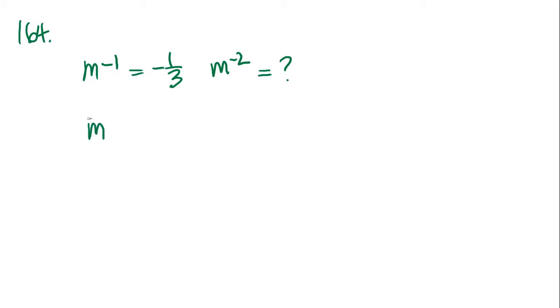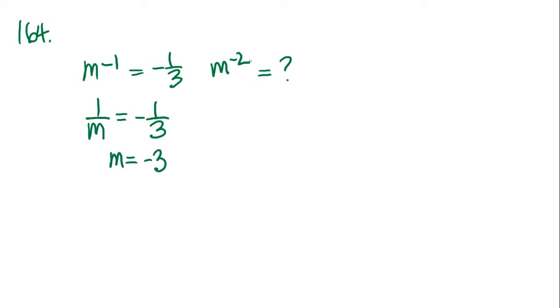Moving on to problem 164. 164 says if m to the negative 1 equals negative 1/3, then m to the negative 2 equals what? Well, m to the negative 1 is the same as saying 1 over m. 1 over m equals negative 1/3. So m must equal negative 3.